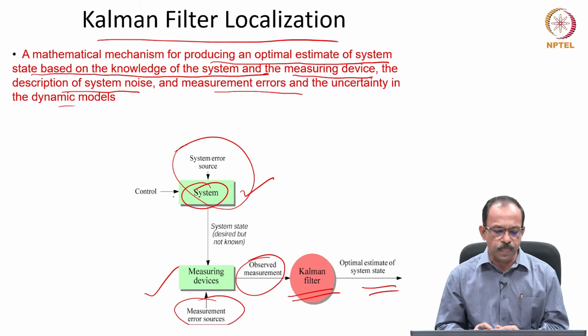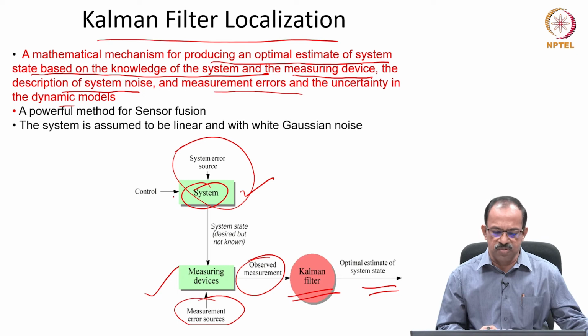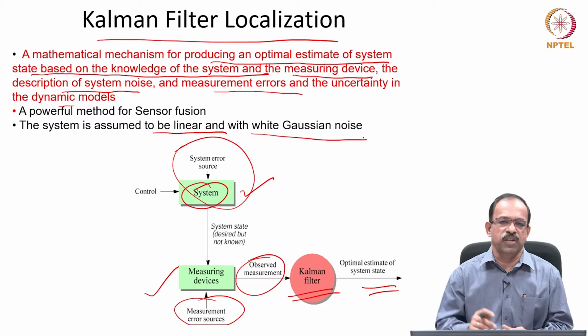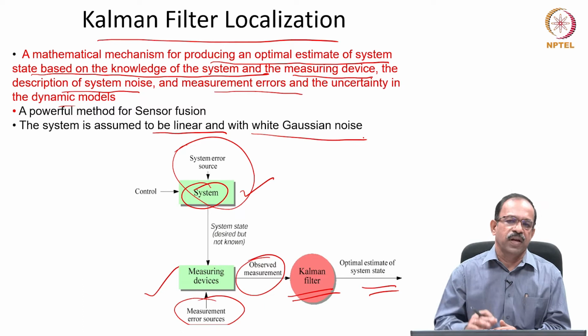Now, how does it work? It's a powerful method for sensor fusion, and the system is assumed to be linear, with white Gaussian noise. So we assume that the distribution of noise is white Gaussian, that is, a normal distribution which can be represented using a probability density function. That is basically the understanding here.